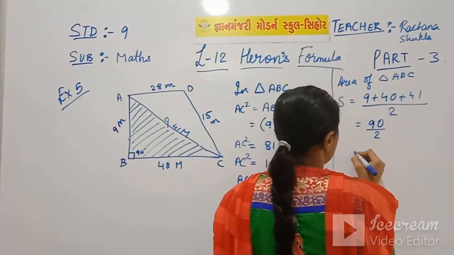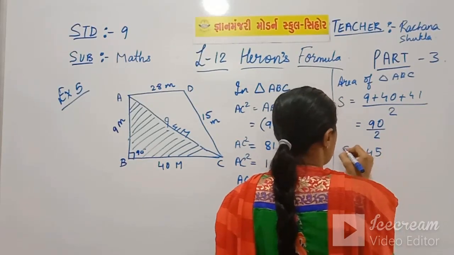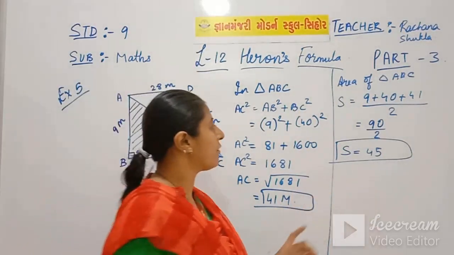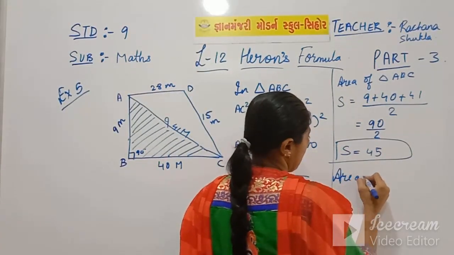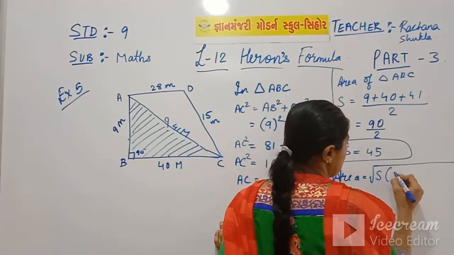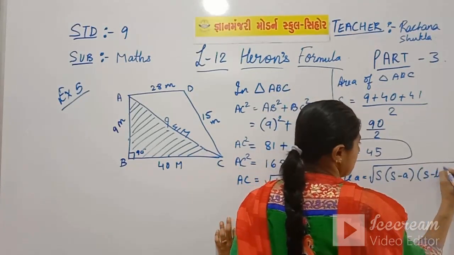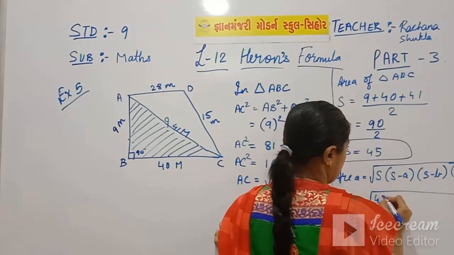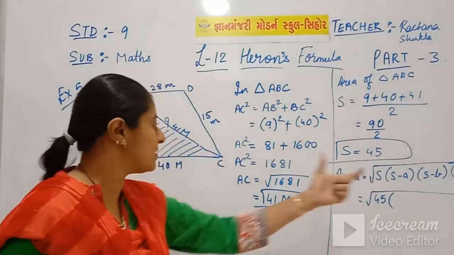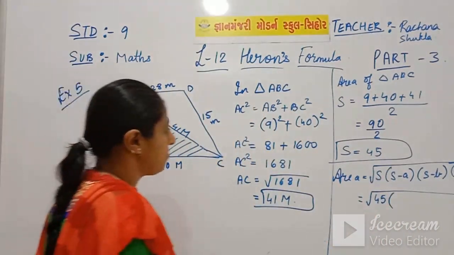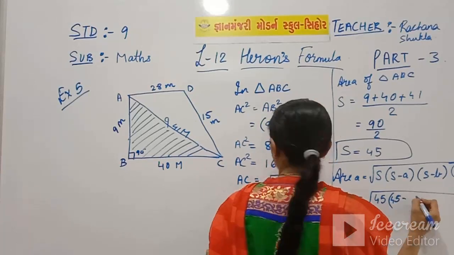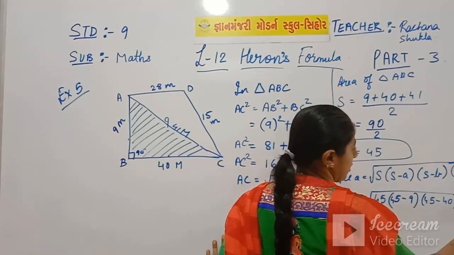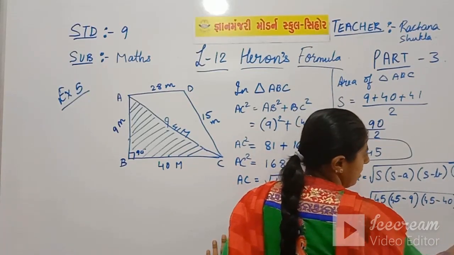90 upon 2 means 45. Your S is 45. S is the semi-perimeter. Now the formula of area: area equal to root S into S minus A, S minus B and S minus C. That is 45. Putting the values of A, B and C: 45 minus 9, 45 minus 40 and 45 minus 41.